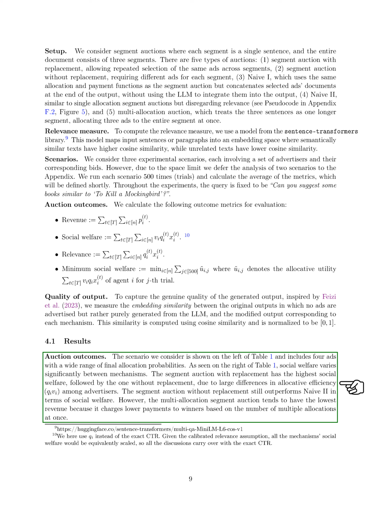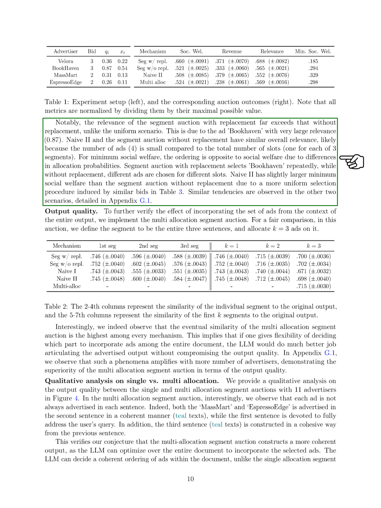However, the multi-allocation segment auction tends to have the lowest revenue because it charges lower payments to winners who receive multiple allocations at once. The segment auction with replacement is more relevant than the one without replacement, especially for the ad, Bookhaven, with high relevance. Naive 2 and the segment auction without replacement have similar overall relevance due to the small number of ads compared to available slots. For minimum social welfare, the ordering is different due to allocation probabilities.